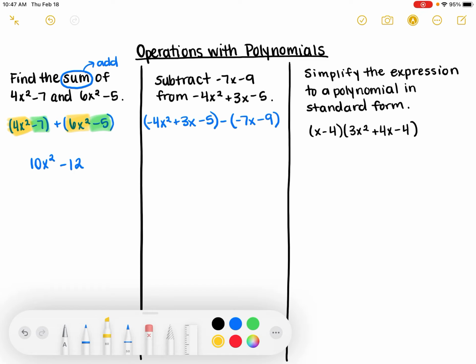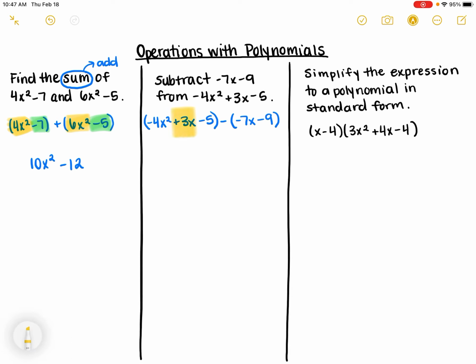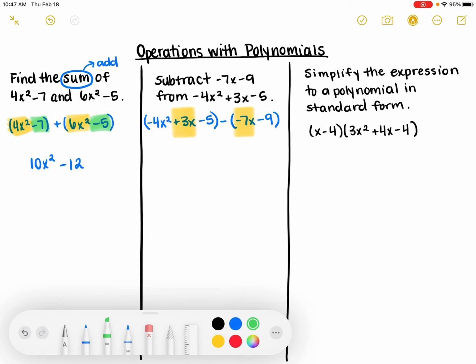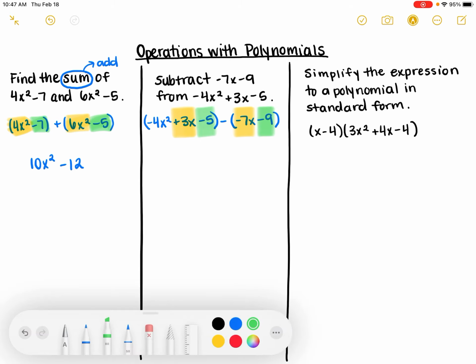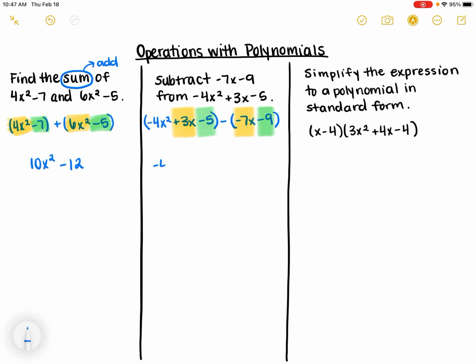I see positive 3x and negative 7x. And then I see negative 5 and negative 9. So again, we're going to need to be careful with that minus sign in the middle. We're not adding this time, we're subtracting. So first I'm going to carry down my negative 4x squared. Now I have positive 3x minus negative 7.